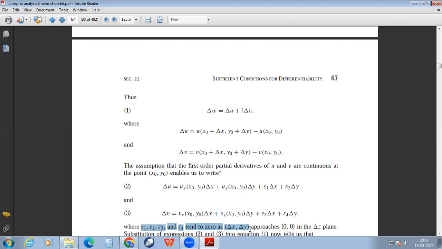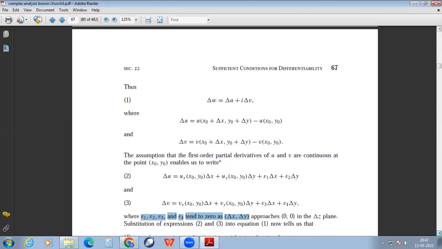Same with delta v. You can watch how we talk about delta v. So it is partial derivative of v with respect to x into increment in x plus partial derivative with respect to y into increment in y plus again something, this part is negligible part, epsilon 3 times delta x plus epsilon 4 times delta y, and this tends to 0 as delta x, delta y approaches 0, 0. Is it fine?